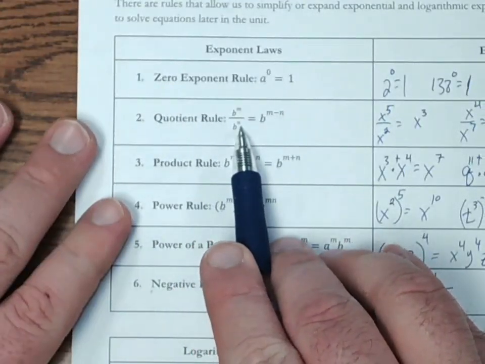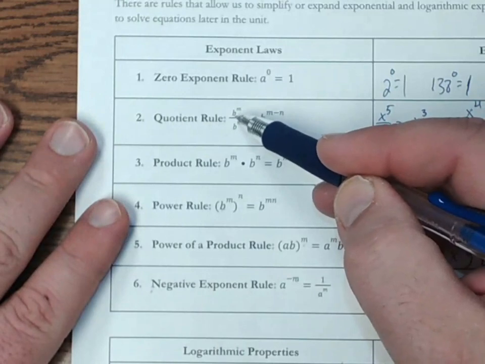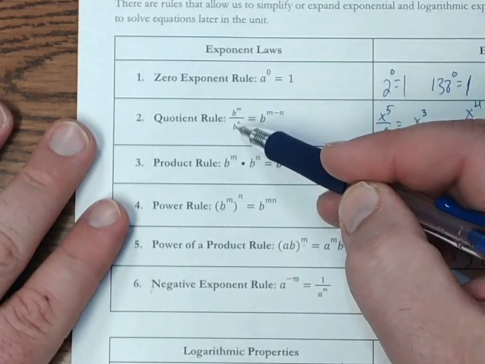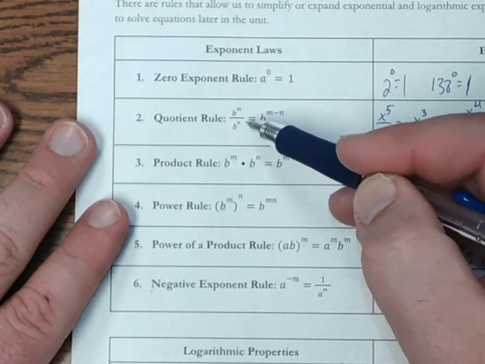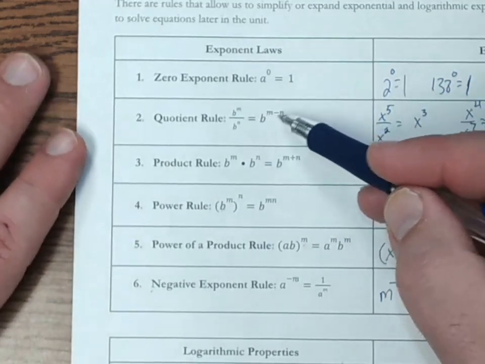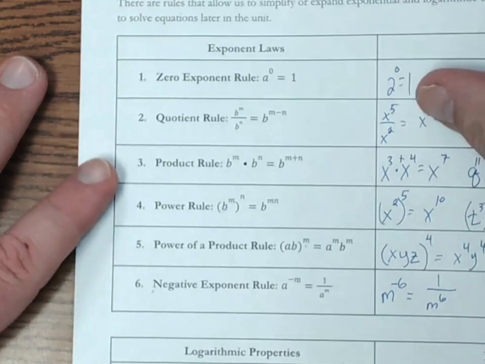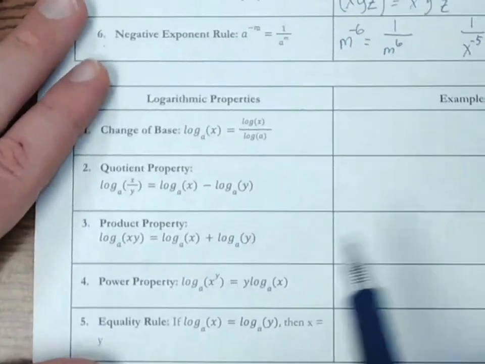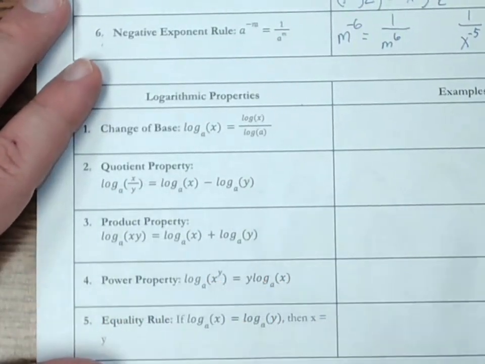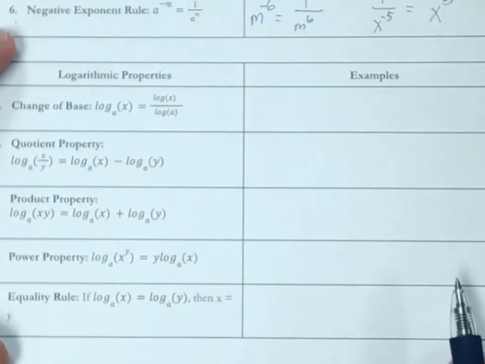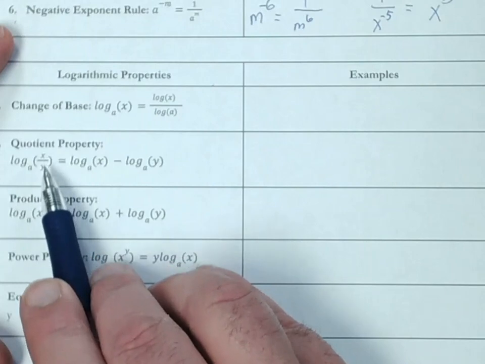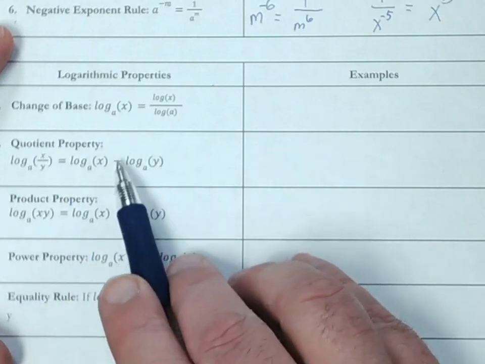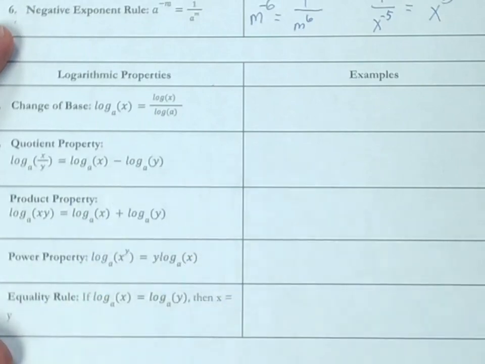The quotient property. Remember how we had the quotient rule? It says that you can take a base raised to an exponent that is being divided by the same base raised to another exponent, and you can just subtract them. Well, the logarithm has a similar one right here. It's called the quotient property. They don't have laws so much as they have properties. And what it says is, if you're taking the log of something that's being divided, you can rewrite it as two separate logs that are being subtracted.